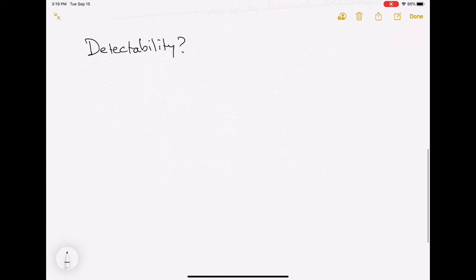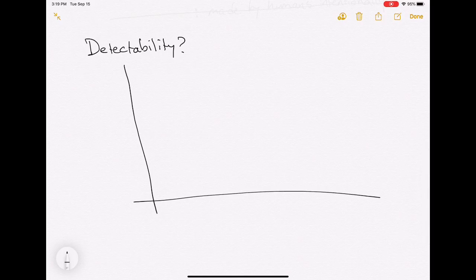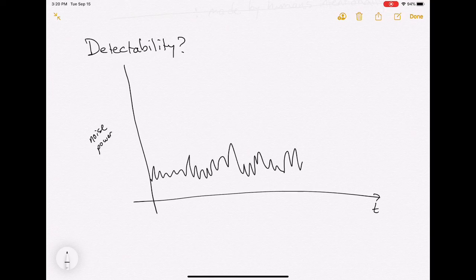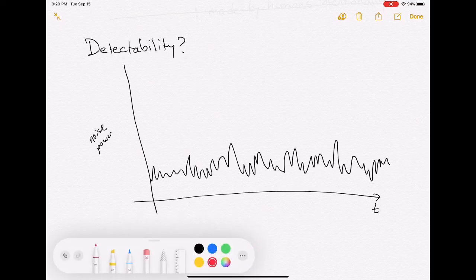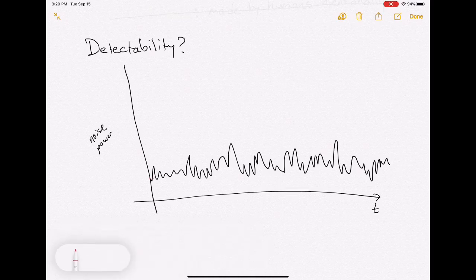Well, if I make a plot of noise power versus time, it's going to look something like this. It's kind of got a pretty reasonable average level that you can identify, but it's very wiggly, and sometimes it's greater than that, and sometimes it's less than that. Now that average level is what we call the noise floor.